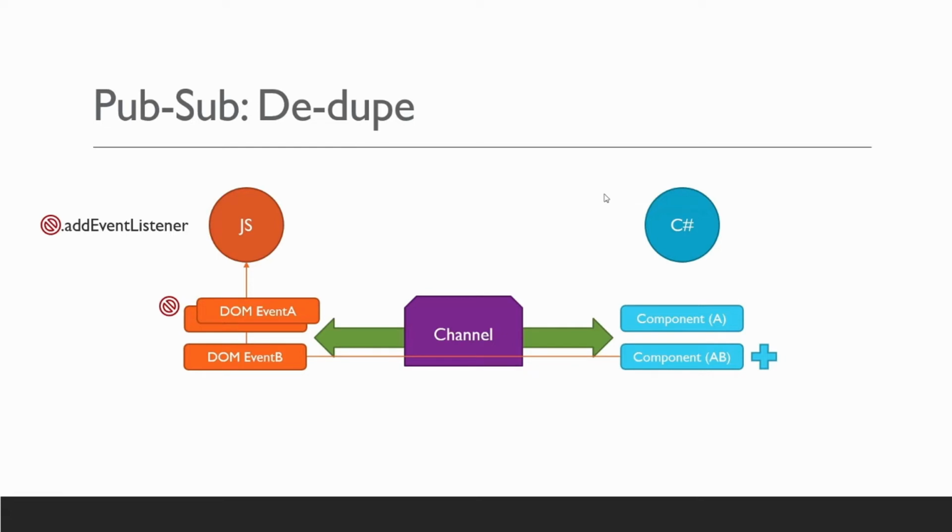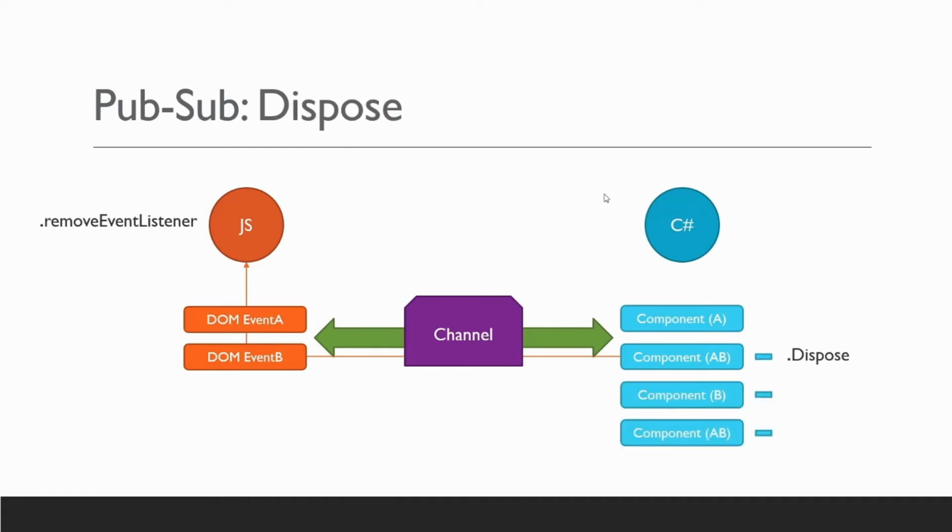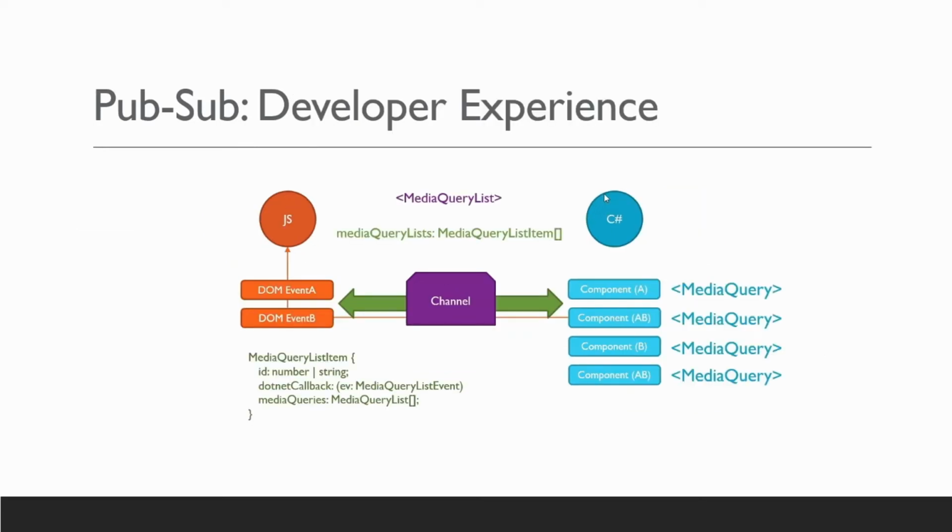So we're going to deduplicate some of these event listeners. And then when things are disposed in our C# application, in our components that are being rendered, we want to remove those event listeners from the DOM so we don't continue to trigger events that aren't being accepted by our application anymore. So that's the pub sub or publish and subscribe pattern we can use with JavaScript in our Blazor apps.